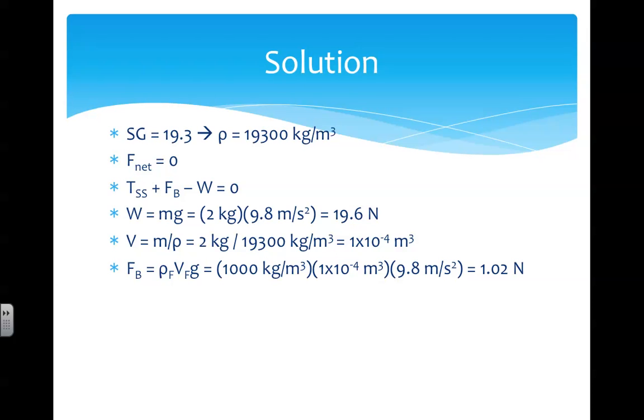Because we're looking for the reading on the spring scale, we're going to solve our original equation for tension in the spring scale, which is equal to weight minus the buoyant force, or 19.6 newtons minus 1.02 newtons, which is 18.58 newtons. And converting that to a mass, we find that the apparent mass of the piece of gold is 1.9 kilograms, compared to the actual mass, 2 kilograms.